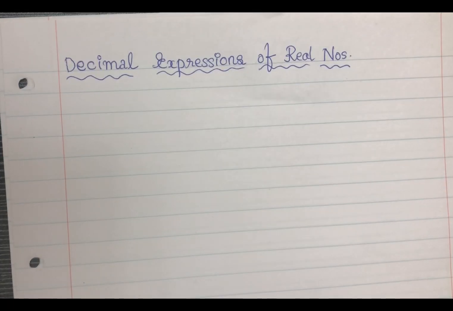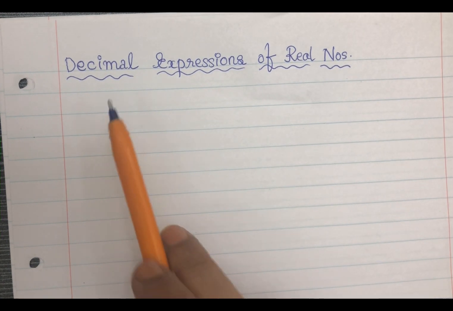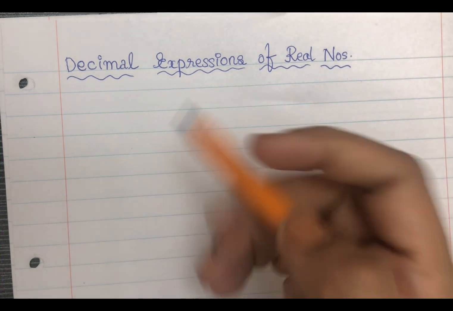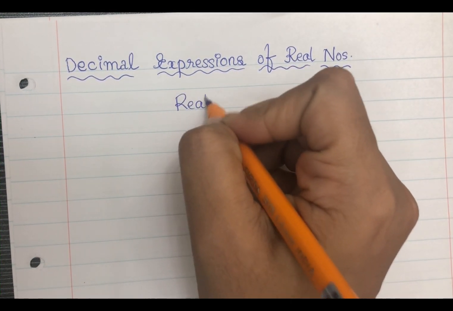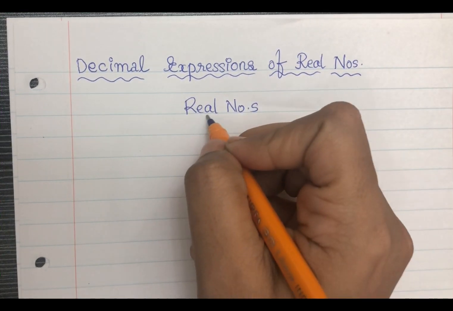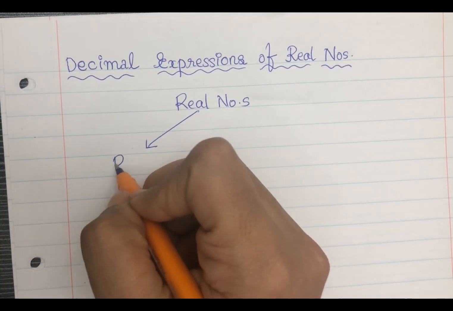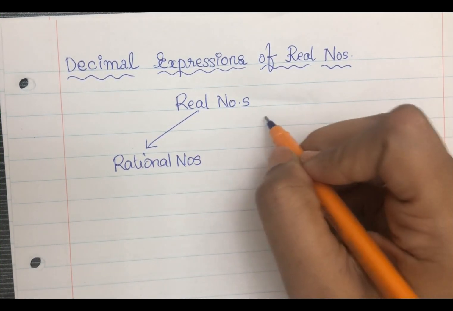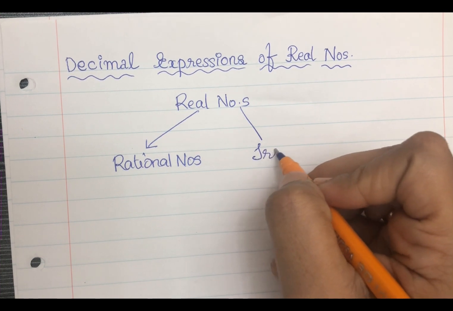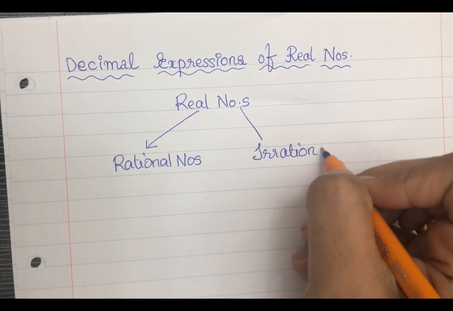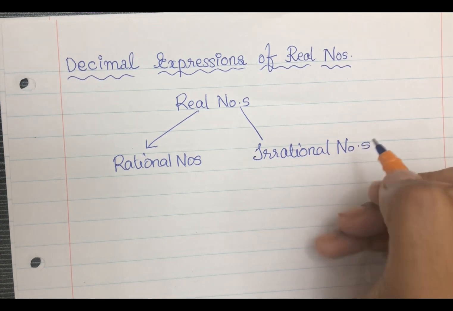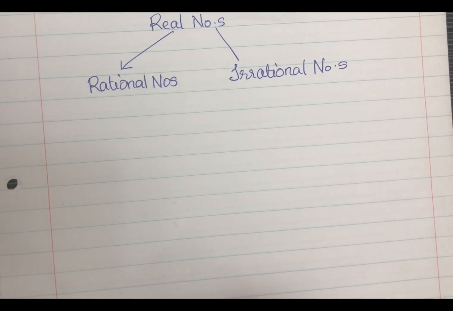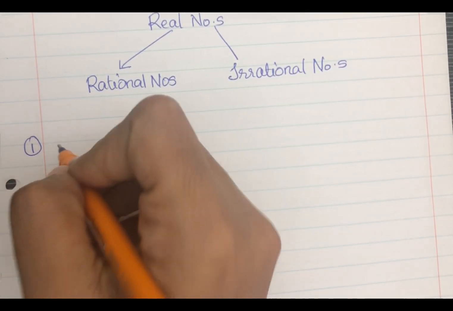The next topic we'll be discussing is the decimal expressions of real numbers. We all know that real numbers are categorized as rational numbers and irrational numbers. So first we'll study the decimal expressions of rational numbers.